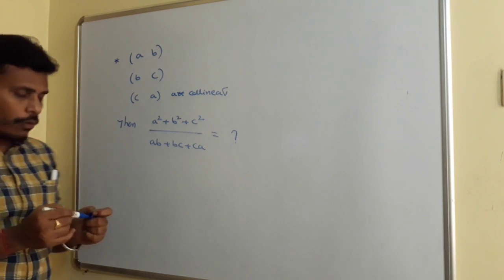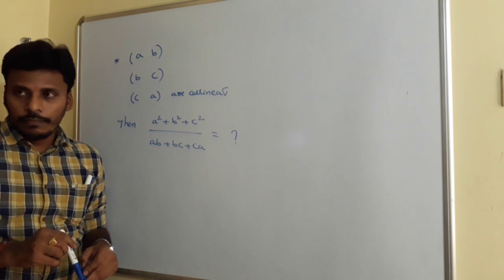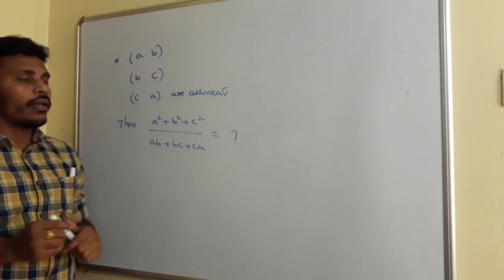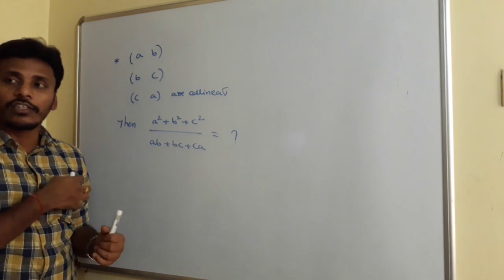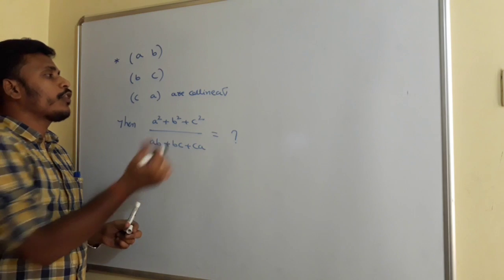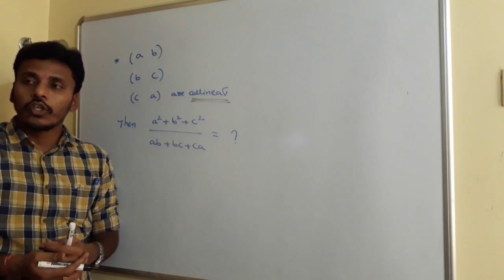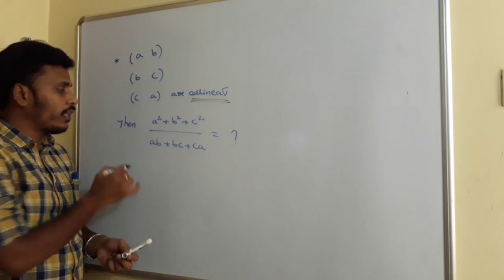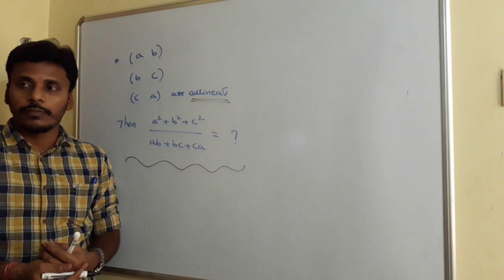Once again, look at the problem. 3 points (a, b), (b, c) and (c, a) are given. The area of the triangle formed by these 3 points is 0. Actually it is not given. They mentioned that the 3 points are collinear. See, if 3 points are collinear, then we have an idea that the area is 0. So using that area concept, you need to find the value of a squared plus b squared plus c squared divided by ab plus bc plus ca.